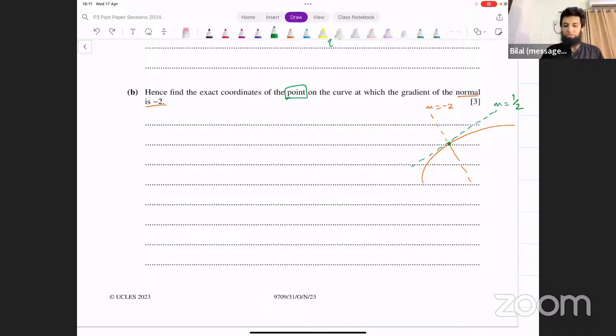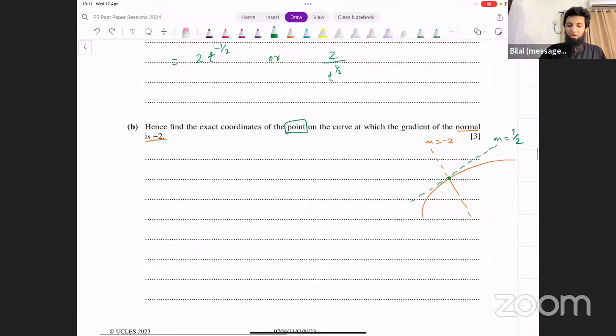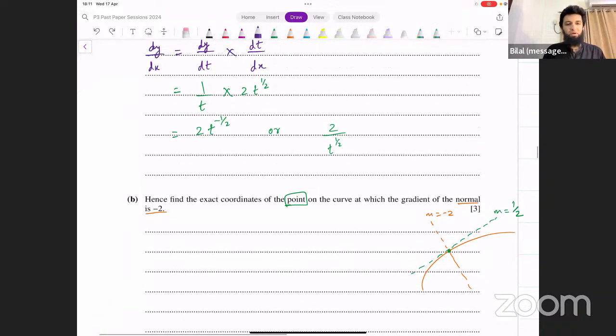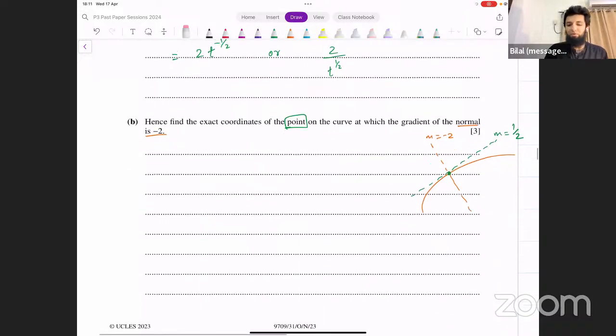Okay, so all you have to do is put the gradient of the curve. What's the gradient of the curve? Gradient of a curve is given by its derivative. So we have found the derivative already. Put the derivative equal to 1 over 2. And that will give you a value for t. And we'll see what to do with that.